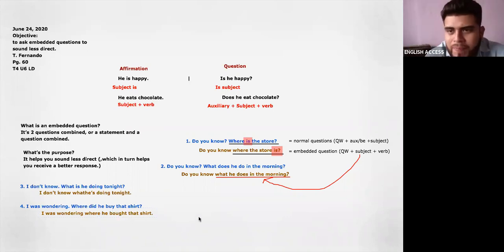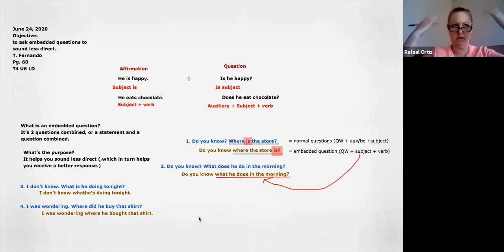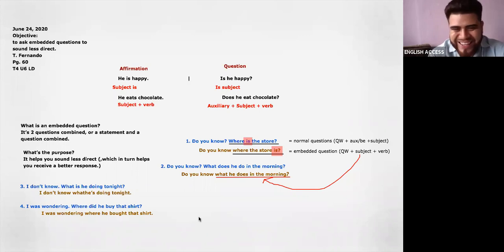Why bought? Because the first is I was, in the past. Where did he buy that shirt is the past, so that's why we use bought. He already bought the shirt because he already did the purchasing. Yes, exactly.